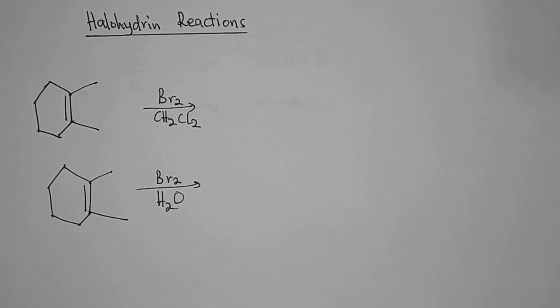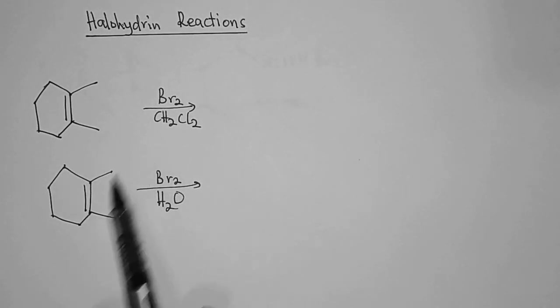In this video, we are going to talk about the halohydrin reaction. The halohydrin is a functional group in which hydroxyl and halogen groups are bonded to adjacent carbon atoms. So let's consider these two reactions.